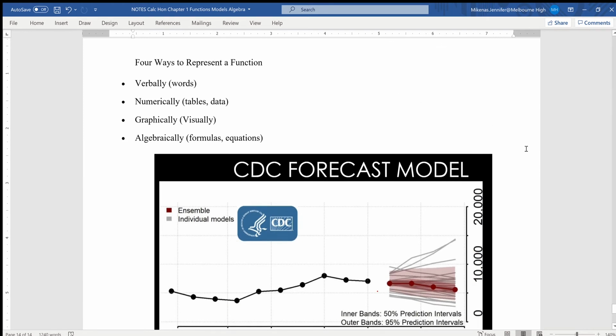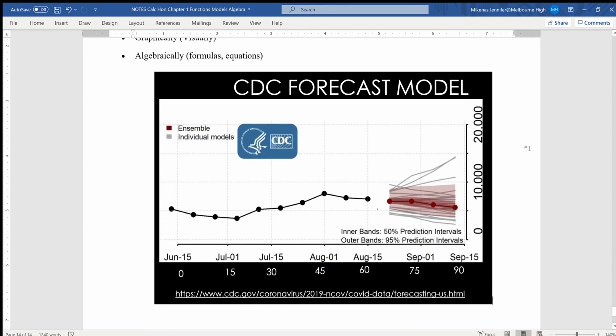So the example that we are looking at today, very fitting considering our current climate, is the data for the U.S. Actually, this is data for Florida on COVID deaths, specifically the CDC's number of COVID deaths, and this is a forecast model where they're anticipating where we will be beyond the week of August 15th. We're going to focus on the data that we have already.